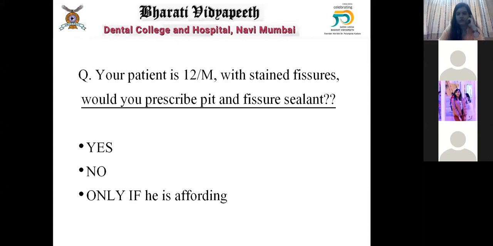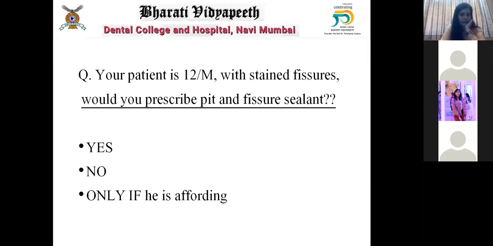Okay, but he is 12 years old. How do you say that? He's 12 years, right? They could be newly erupted. What do you put in the bracket of newly? Ma'am, because we do pit and fissure sealants in newly erupted teeth where there is no carious lesion initiated. Here there are already stained fissures. That means there's a carious lesion initiation, so we won't do a pit and fissure sealant there.